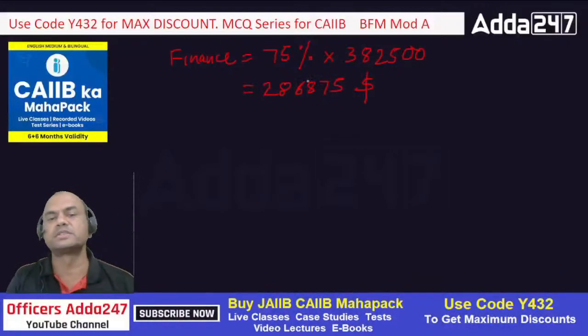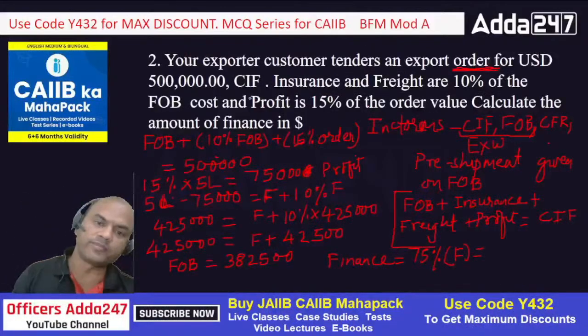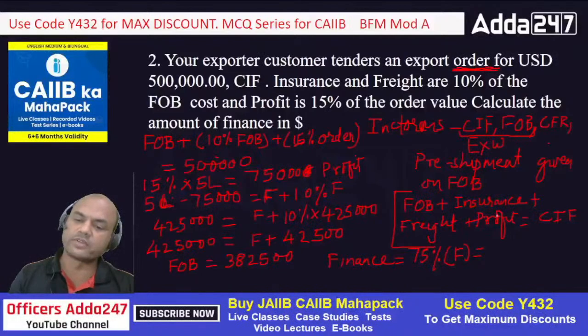This is not in rupees. We have not converted the currency into rupees up till now. So how to do it? Remember this basic equation: FOB plus insurance plus freight plus profit equals CIF. Profit is given as 15%. Insurance and freight are given as 10% of the remaining amount. So do the 10%.